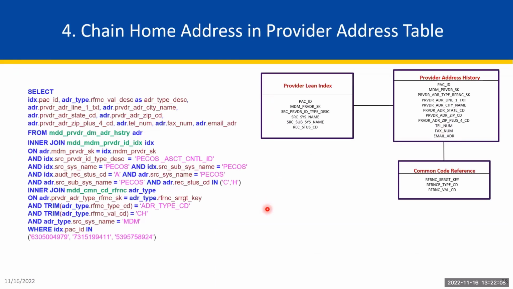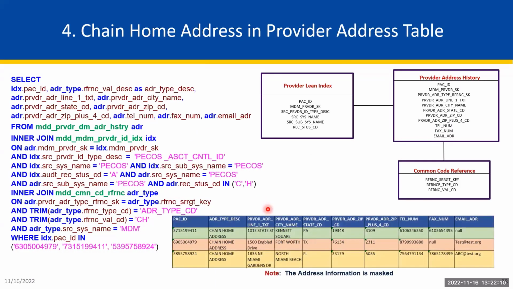So moving on, chain home address. This information is available in our PMI address table. We have this table already, and chain home address is a new addition to this provider address table. Today, we have physical address information, billing, pay to, and mailing information. The chain home address gives the correspondence information of that particular enrollment, of that particular PAC ID.